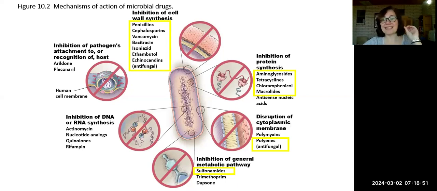Then a second fantastic target is inhibition of protein synthesis. And we've said, wait, protein synthesis is something that we have to do. It's going to be a little bit tricky. So often the target of these is actually the ribosomes that are doing the translation step and making the proteins. So some examples of medications like that are aminoglycosides, tetracycline. I think you've heard of tetracycline. It's a pretty common medication.